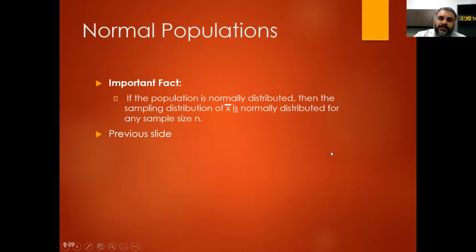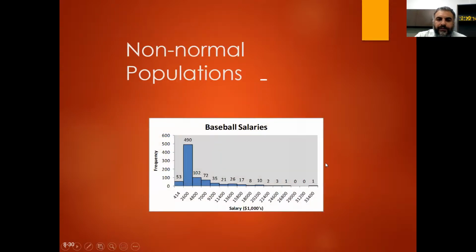So if the population is normally distributed, then the sampling distribution of X bar is also a normal distribution with the sample size of n. So this is, for example, an exponential. We will see this one in Excel. So please be careful, because this is the exercise of our Excel.